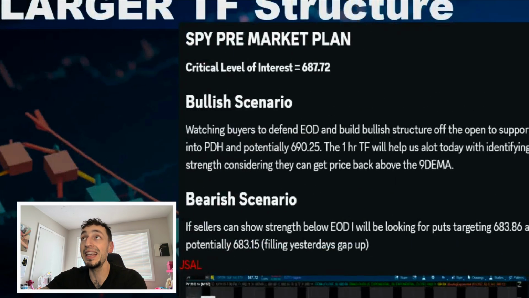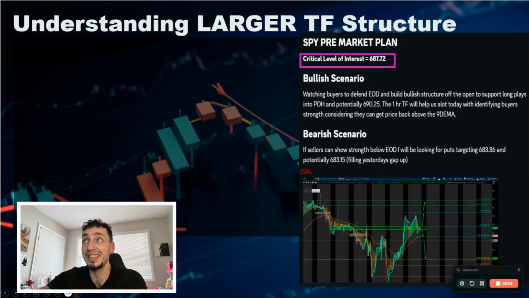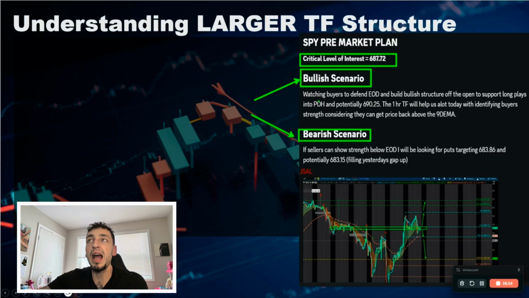I identify a key level, all right, which in this case is 687.72. Then I identify a bullish scenario and a bearish scenario, all right? I've got two scenarios. She's either going up or she is going down. Now, based off what happens at end of day, in the open, I'm going to play longs into PDH at 692.5. The 1 hour time frame will help me out with identifying strength, considering they can get price back above the 9 double exponential on the 1 hour time frame.